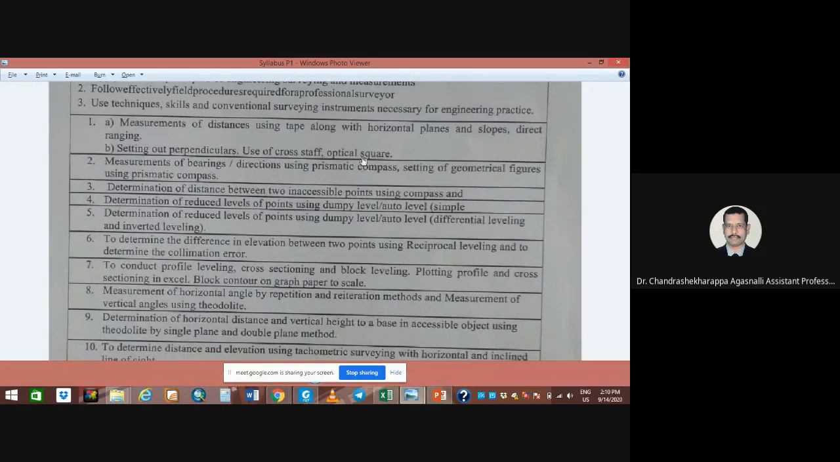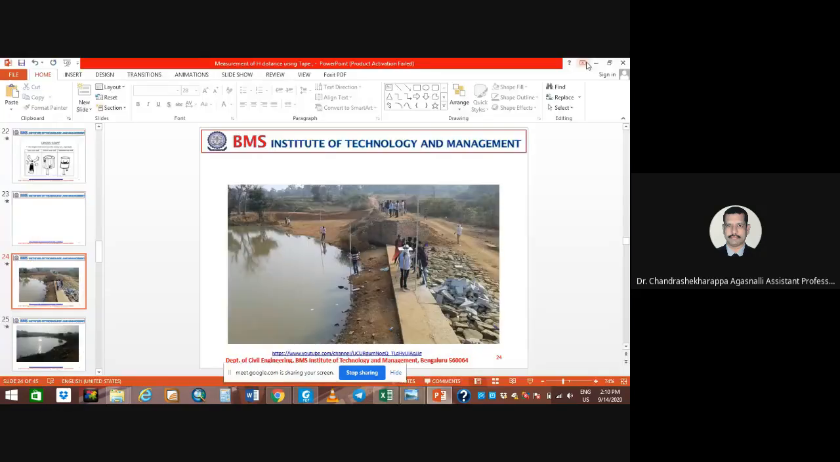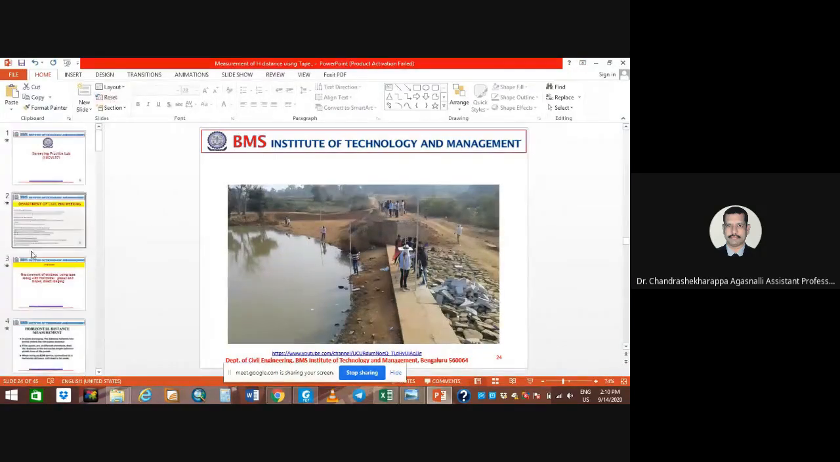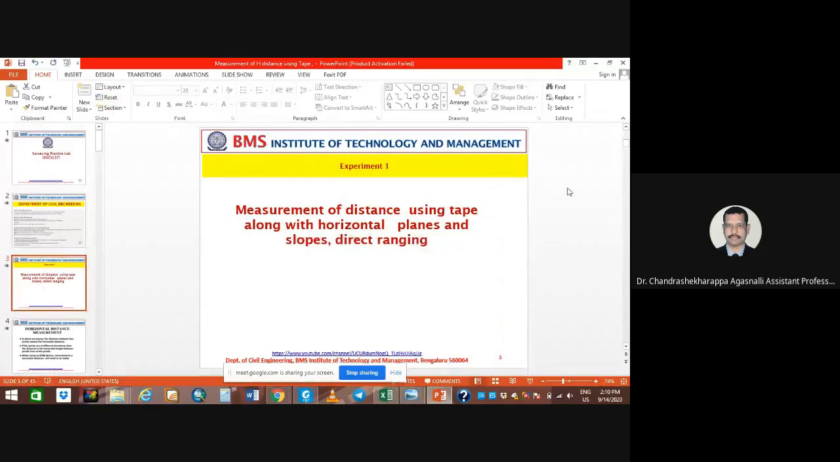The first and second experiments are a complete base and basics, and we need to use the tape and also the crossstaff and optical square to measure the distance for horizontal planes and slopes. Okay, let's start. The experiment number 1 is the measurement of distance using the tape along with the horizontal planes and slopes using direct lines.